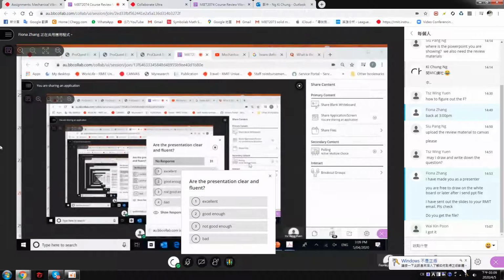Now take a look at the control panel. If you press the purple, here you can chat with attendees. Here you can see share. You can use the black whiteboard, or if you open PowerPoint, Word or Excel, you can share the application. You can also share a Google Chrome tab, and you can also share files.